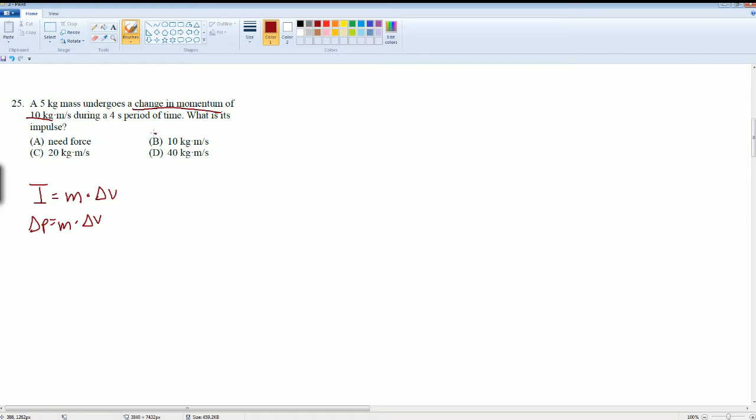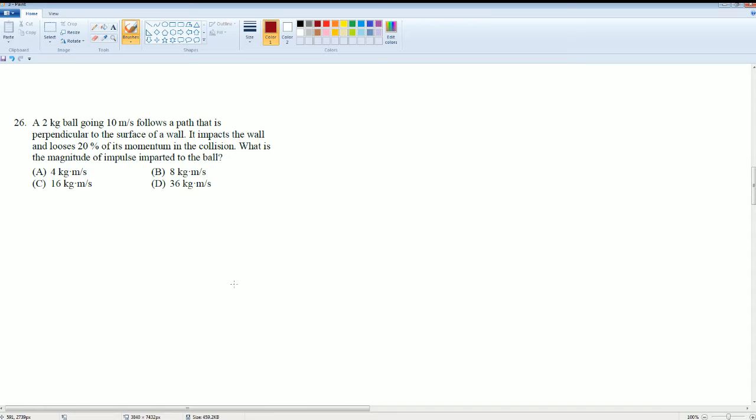Oh, you already have it. That's the answer. They already say it. What is the impulse? The impulse, by definition. So this is a definition question, okay? So the impulse, by definition, is equal to the change in momentum. Okay? That's it. There's nothing different about that.